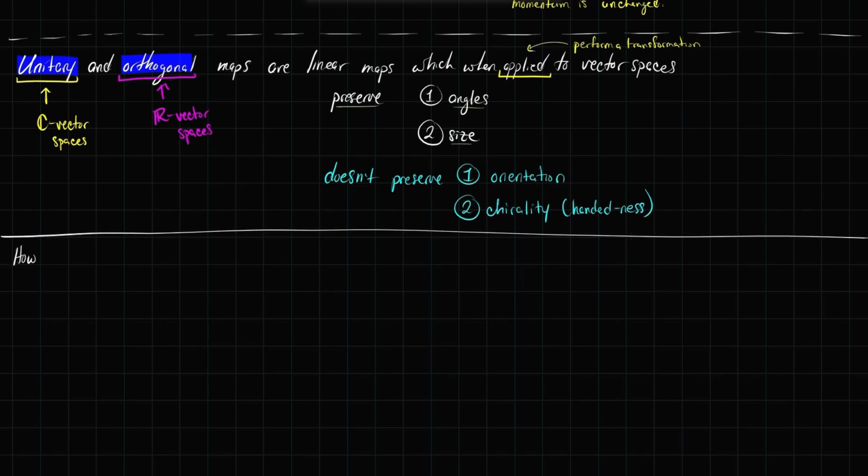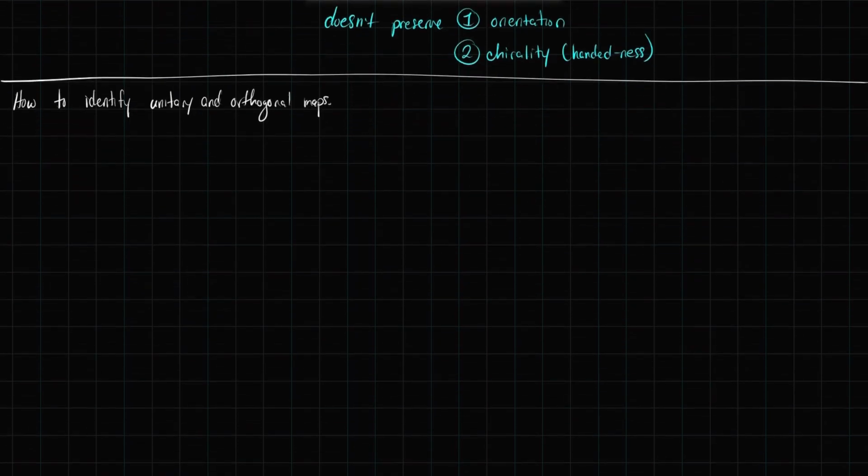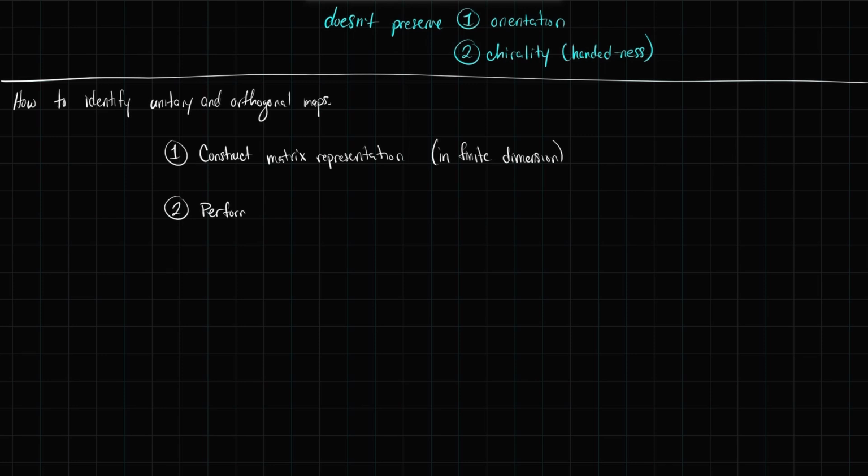So how to identify unitary and orthogonal maps. Well, they're linear maps, so they both have matrices, right? So the first thing we're going to do is make sure that we have a matrix representation. So we're going to construct the matrix representation. This, of course, only applies to finite dimension. I'll show you how to play games without matrix representations in infinite dimensions. Secondarily, we have something called a transpose. So we're going to perform a transpose on the matrix. And I'll show you what that looks like here.